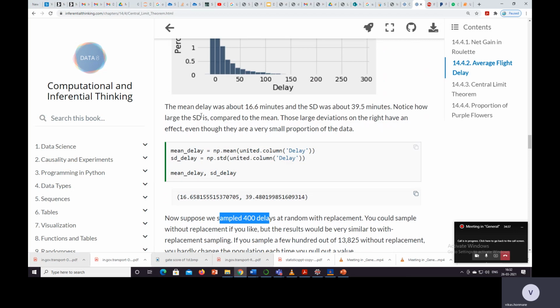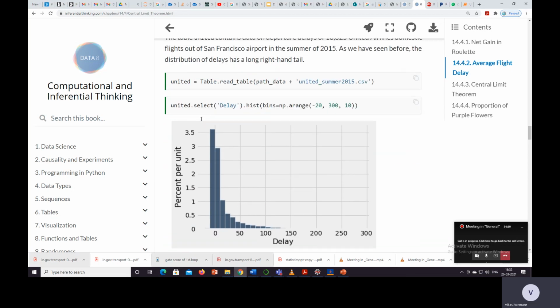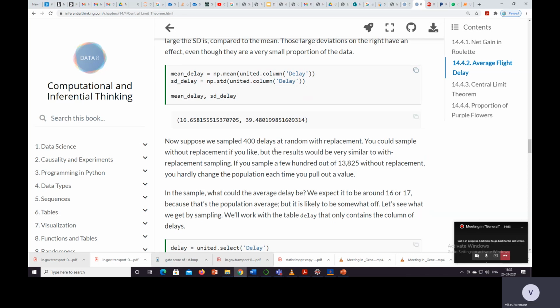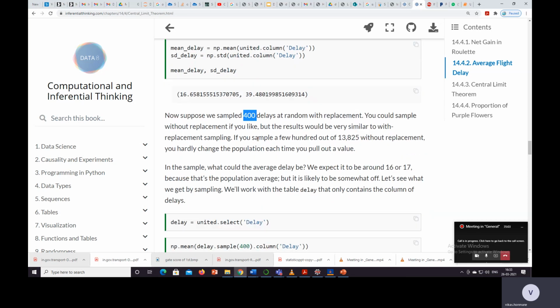Okay. So from that total data we sample 400 delays. We'll see. There are a total of 13,825 flights in this United Summer 2015.csv file. From that we take the 400 flights data at random with replacement. So what we can do over here is take many such samples.